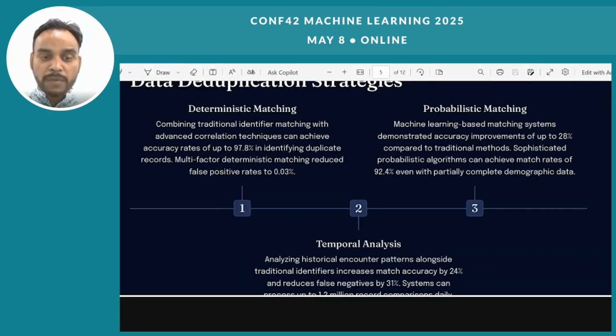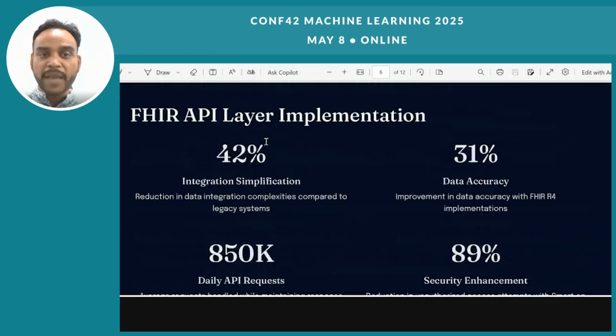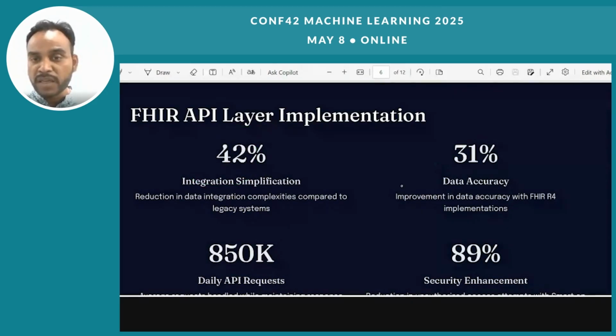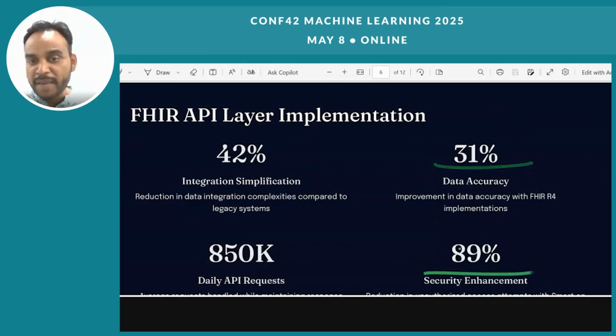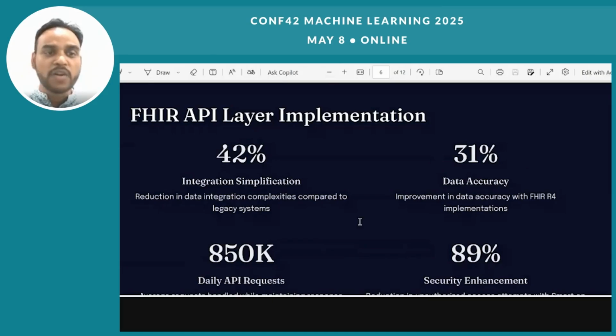Once we talk about the FHIR API layer implementation, you can see the numbers: 42% integration simplification, 31% data accuracy, 89% security enhancement, 850K daily API requests. How it manages a lot of data.